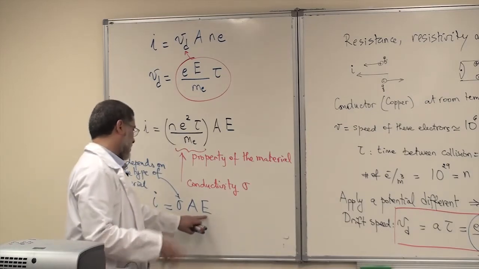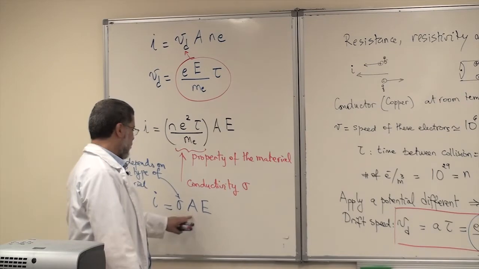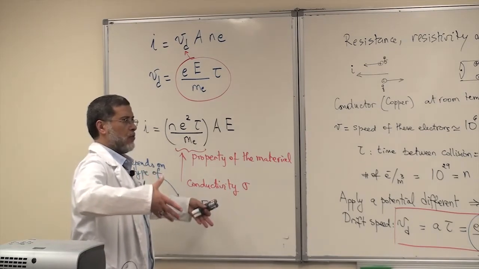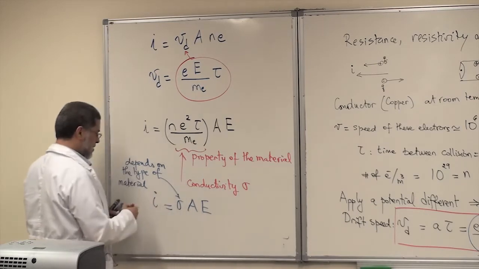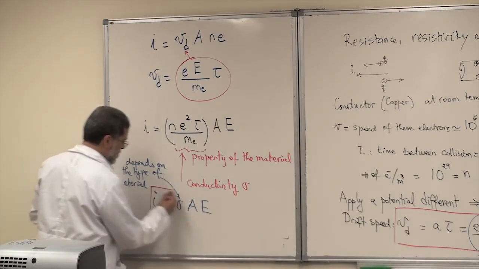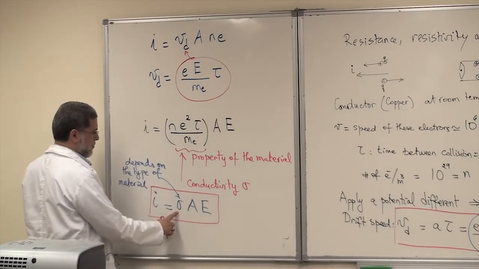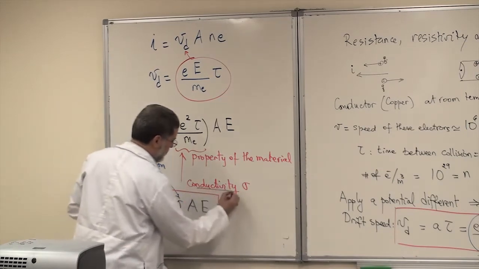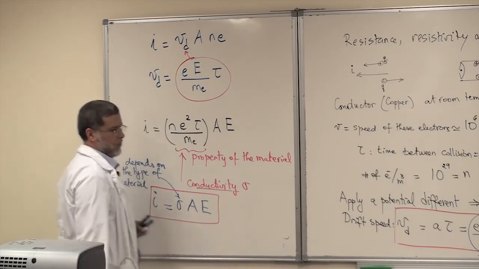It also depends on the electric field. Of course, if you increase the electric field, the current will increase. If you increase the cross-section area, the current will increase. But sigma is a constant if you fix the material. That's the current in a wire with this property. We have sigma, the conductivity, the cross-section area, and the electric field.